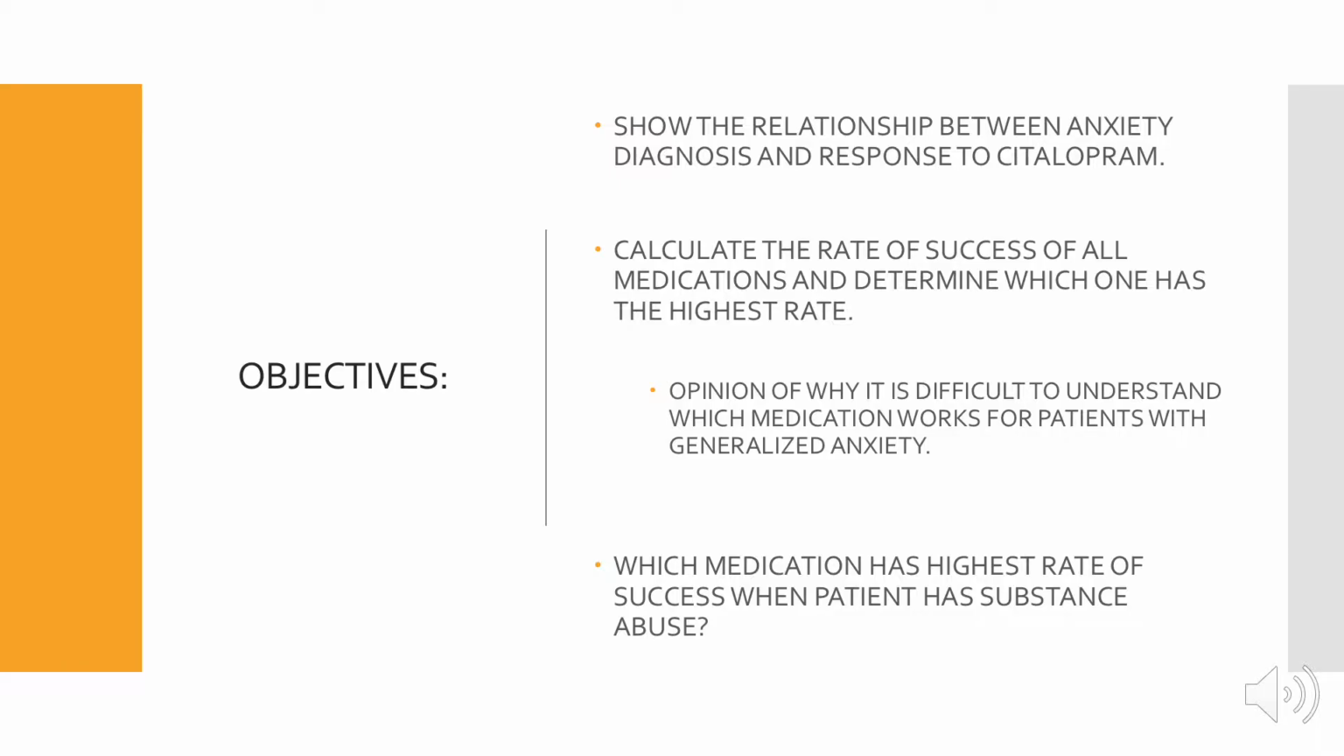There are three main objectives for this assignment. First, we are asked to determine the relationship between anxiety diagnosis and the response to citalopram. We will also calculate the rate of success for citalopram. Second, we must calculate the rate of success of all the medications and determine which one has the highest rate of success amongst them. We will also be discussing why it is difficult to understand which medication works for patients with generalized anxiety. For the final part, we must determine which medication has the highest rate of success when the patient has a substance abuse diagnosis.